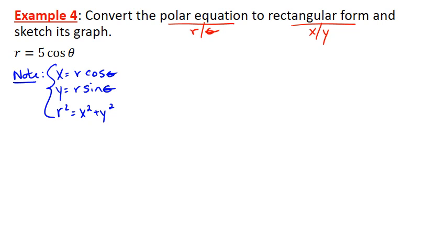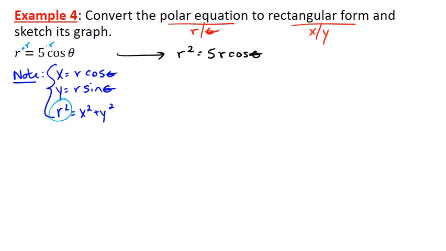So the first thing I'm going to do, and I'm going to use r squared rather than r, because if I can avoid using that radical, that's going to be helpful. So I need an r squared. So what I'm going to do is multiply both sides by r, because when I do that, the equation is still balanced. So this gives me r squared is equal to 5r cosine of theta.